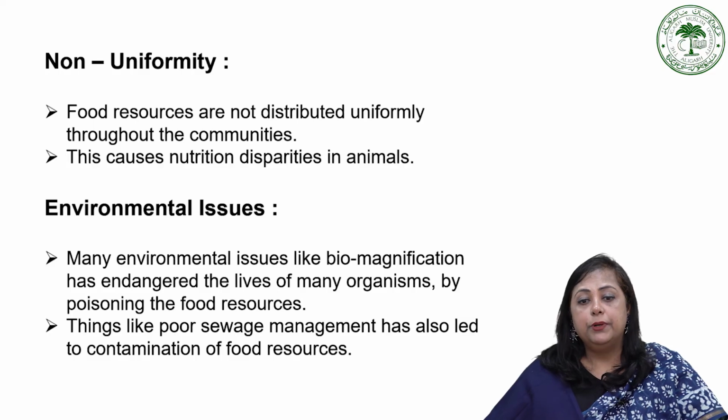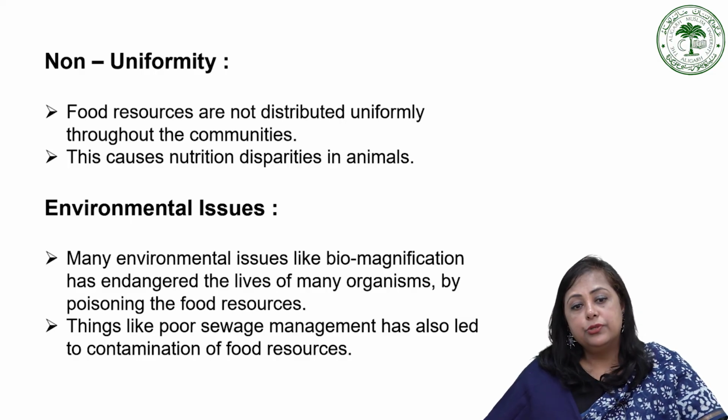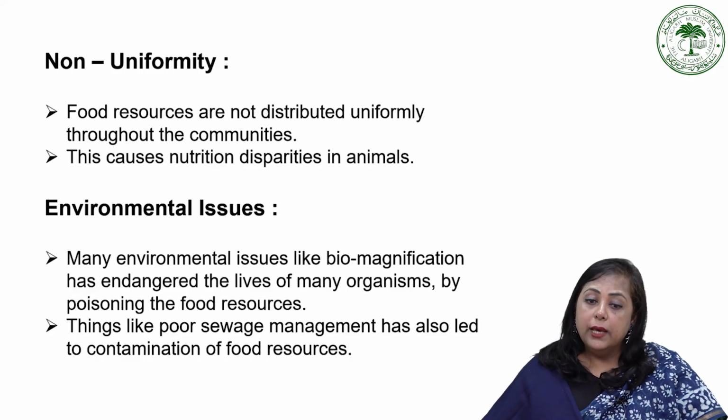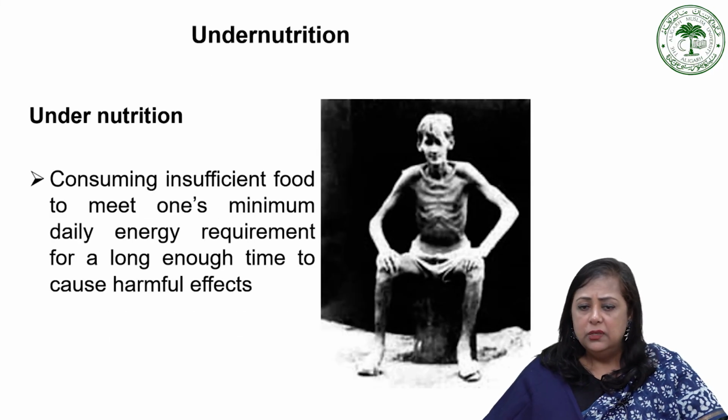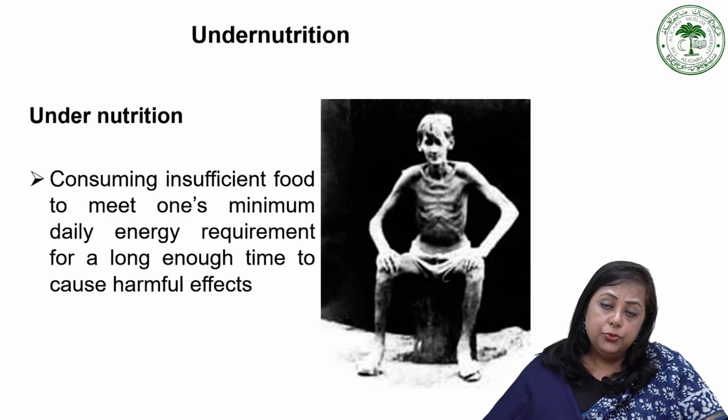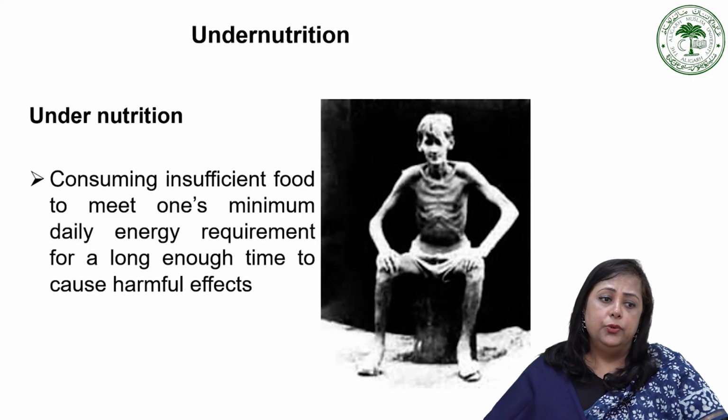Environmental issues, many environmental issues like biomagnification has endangered the life of many organisms by poisoning the food resources. Things like poor sewage management has also led to contamination of the food resources. And because of all these issues, some are undernourished. If you see the people in parts of Africa, they are undernourished. They do not have proper food. And there are many places in India also, where there is no proper distribution of the food.